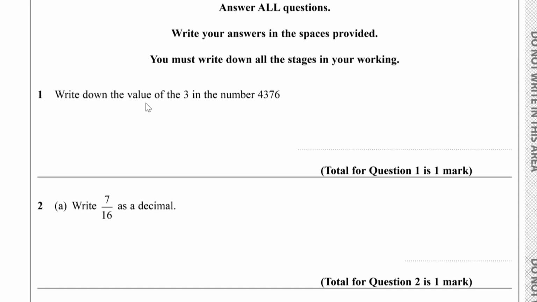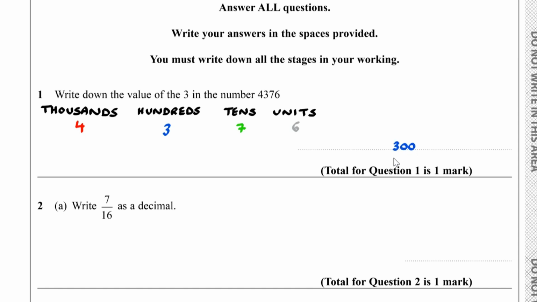Question number 1, we have to write down the value of the 3 in the number 4,376. Well, we've got thousands, hundreds, tens and units. We have 4,000, 3 hundreds, 7 tens and 6 units, and therefore the value of the 3 is 300.